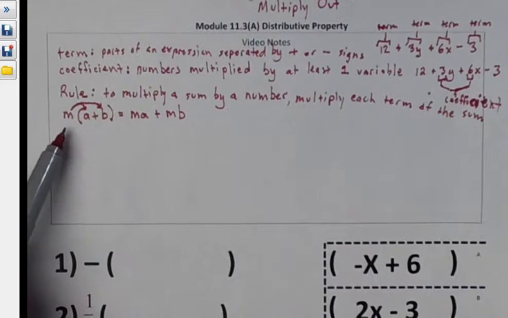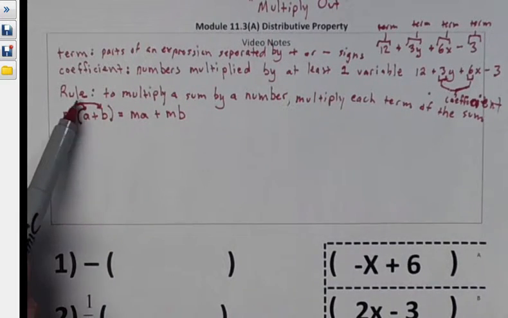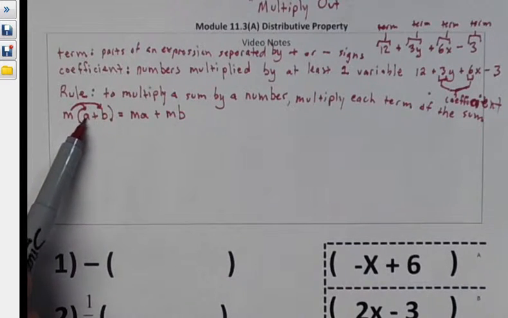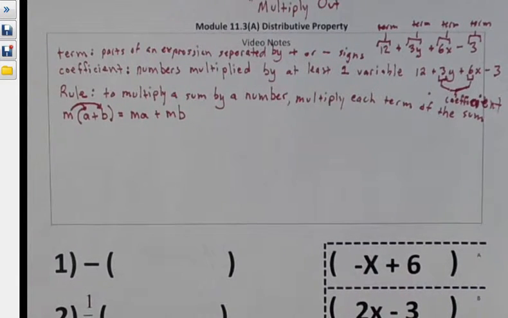Okay, so m is a coefficient here. M and a plus b are both factors. Now a plus b right here, those are both terms. So each term gets multiplied by the coefficient. So a gets multiplied by the coefficient, b gets multiplied by the coefficient. Okay, pause the video, copy down the rule and the example, and then we'll do some more examples.